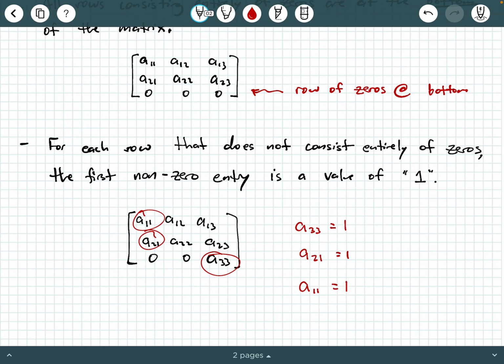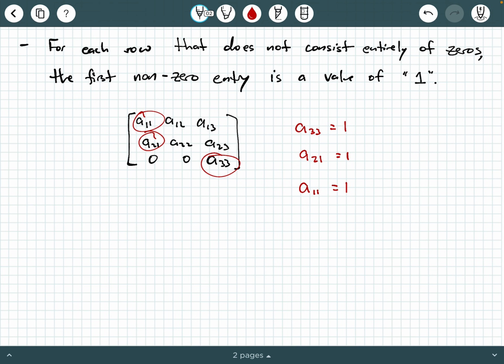Okay, so again, for each row that does not consist entirely of zeros, which in this little illustration is all 3 rows, the first non-zero entry, and that's the first non-zero entry from the left, is a value of 1. So you have to have that stipulation as well, okay? So let's go to the next stipulation.